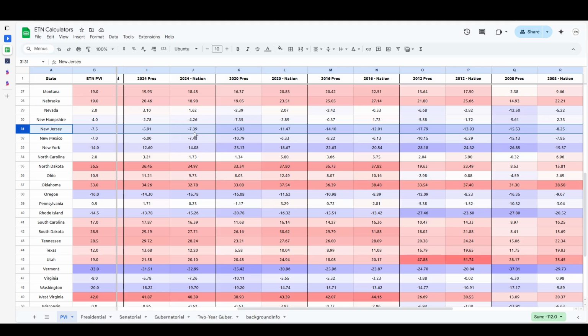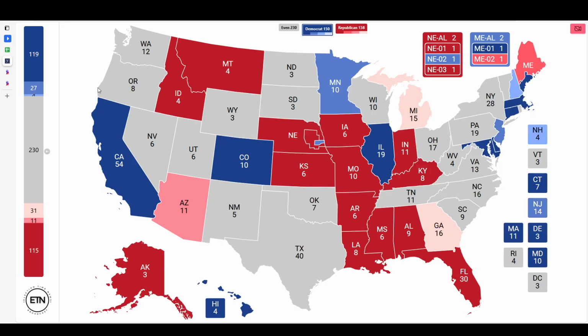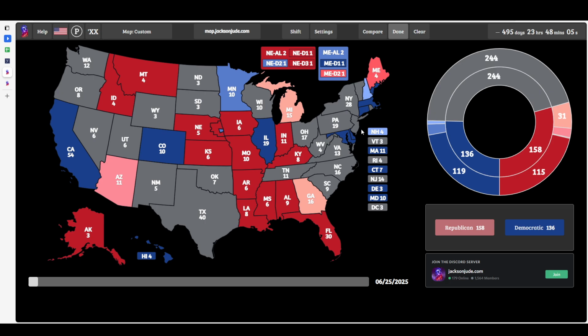Obviously, it moved 4 points to the right in respect to the nation, so it is going to end up being only D+7.5 on the map here.